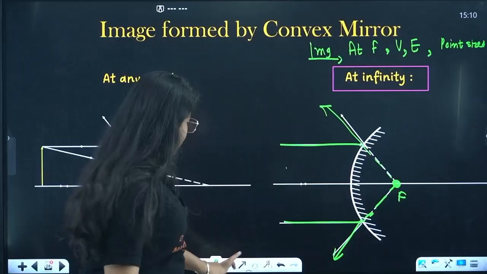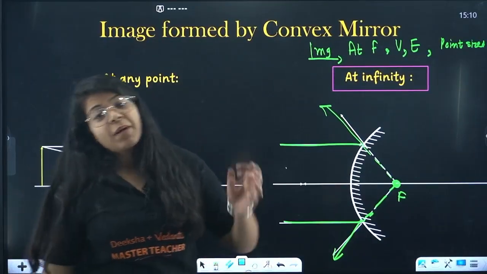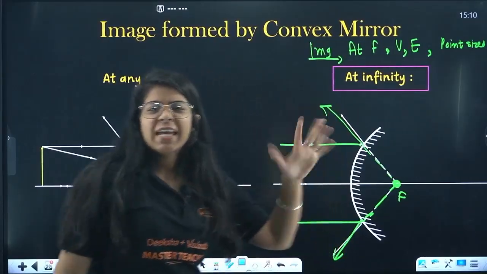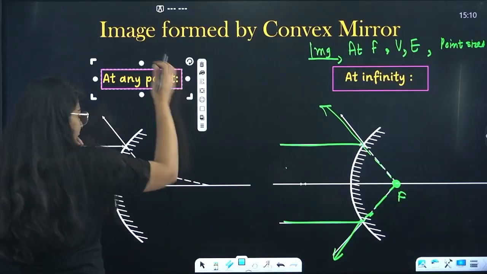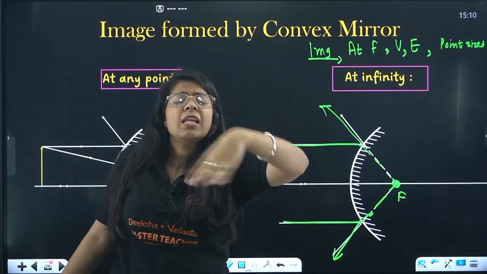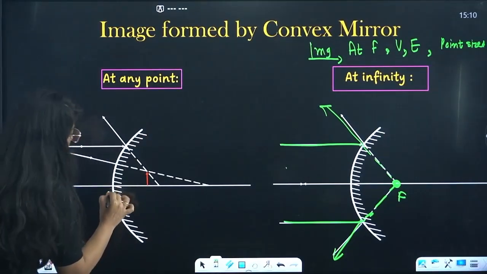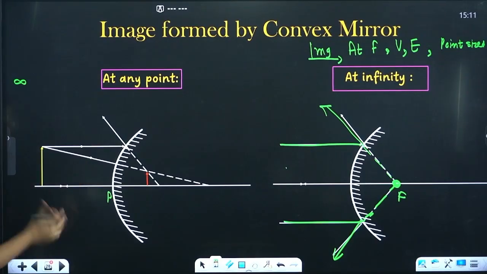Next beta, the second case, that is your normal case. Now remember, in the concave mirror we have so many cases: beyond C, at C, between C and F. In this we don't. The convex mirror is simple. At any point, if you place the object anywhere between infinity and the pole, what will happen?